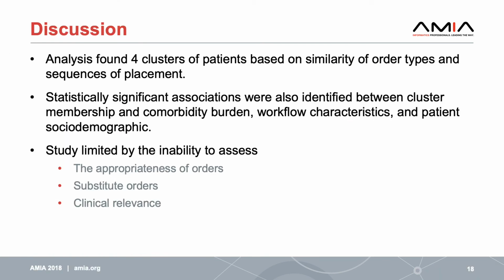So to sum up, in the interest of time, our analysis found four clusters of patients based on both the similarity of order types and the sequence of placement, and we were able to identify a statistically significant association between the cluster memberships and the outcome of interest, which is discharge home. We also identified characteristics that were significantly different across clusters, including comorbidity burden, the orders or the medications that were placed, and some demographics.